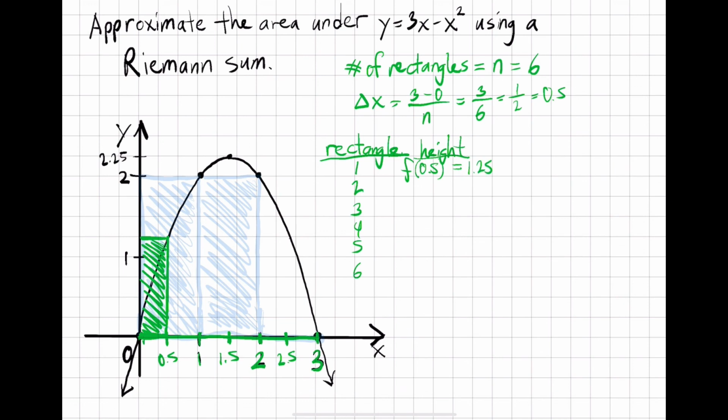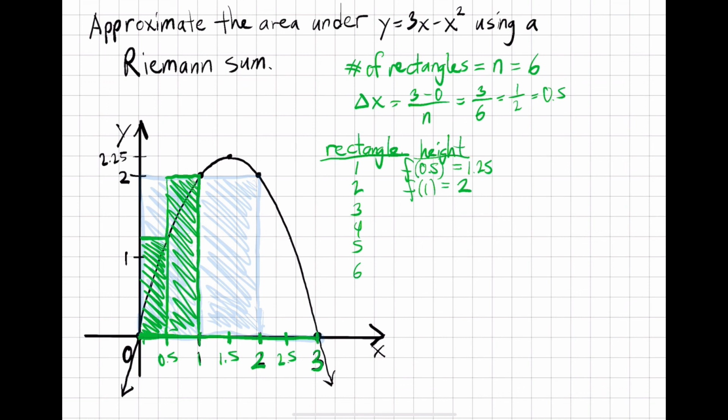For my next rectangle, we'll go from 0.5 to 1. We're choosing to use the right side of each subinterval to determine where your rectangle should hit the curve. So our right side is 1 here. We're going to go up till we hit the curve. We've already done this. We know if you plug 1 into the curve, you get 2. So the height of this rectangle is 2. And again, that is f of 1, which gives us 2. Plug the x-coordinate into the function to get the height of the rectangle.